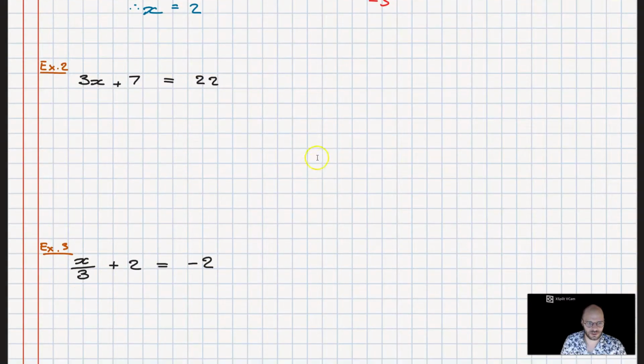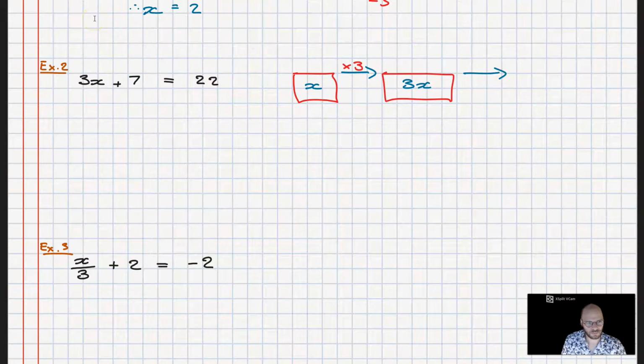Alright, going down to example 2, we have 3x plus 7 equals 22. What we're going to do first is we're going to build our expression here. So we start off with x and we ask ourselves, what do we do to x to build the expression 3x plus 7? First thing we do is we multiply x by 3. Next step, we're going to add 7. Gives us 3x plus 7.